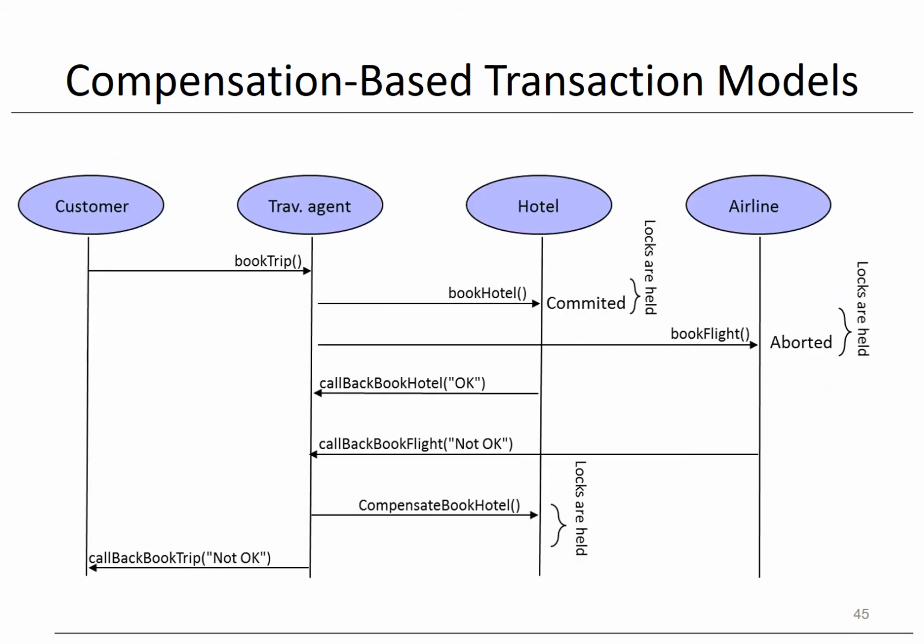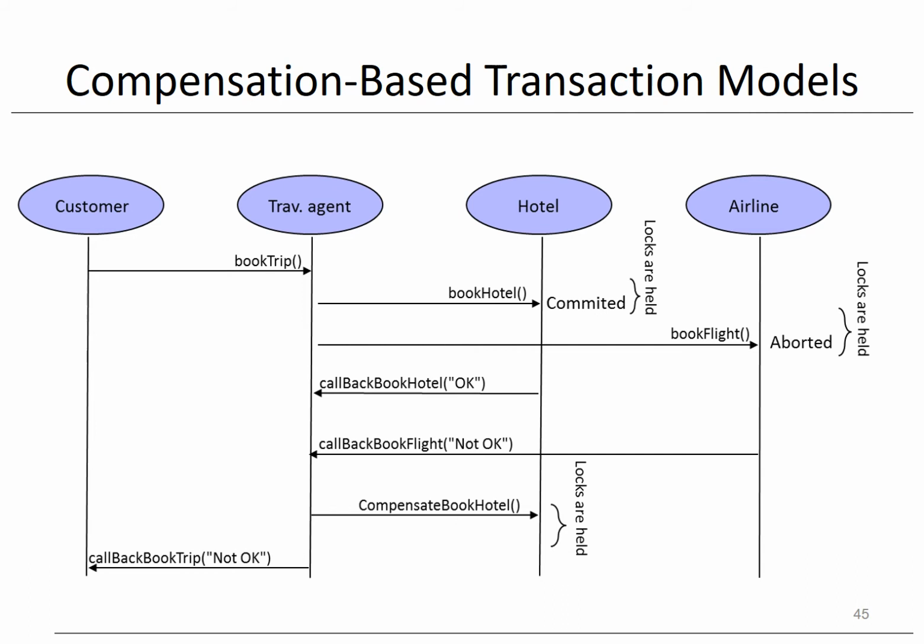Let's examine the example here. The global book trip transaction, which is coordinated by the travel agent service, is long-running. Therefore, it may take some time to complete, and therefore it is undesirable to enforce atomicity. The transaction consists of two sub-transactions, book hotel and book flight, which reside entirely with an individual participant. Each participant will attempt to locally commit its sub-transaction without awaiting the outcome of the global transaction.